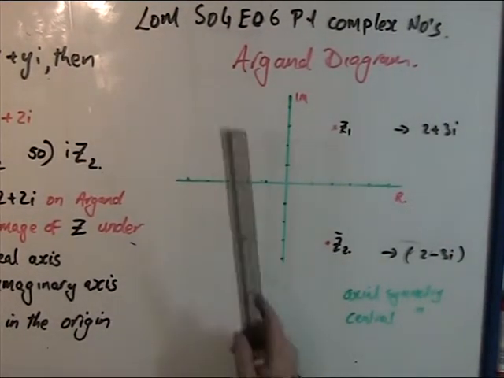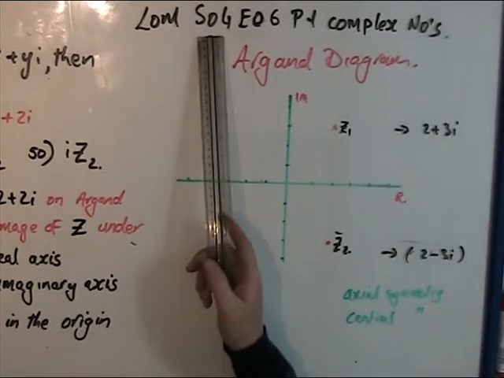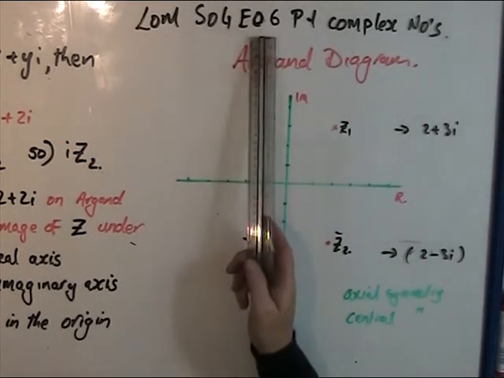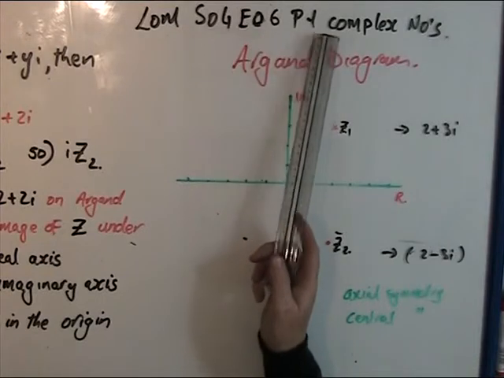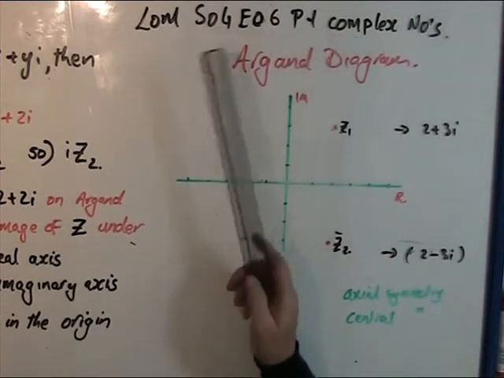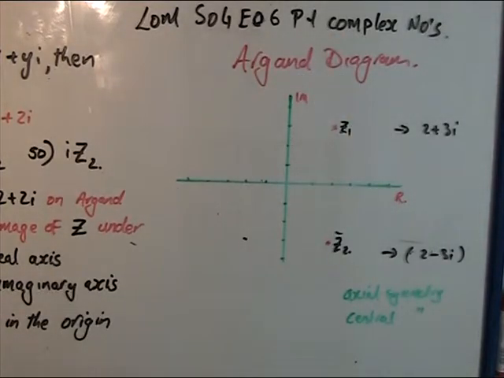Now today it's Leaving Cert Ordinary Level Maths, Series 4. We're on Series 4, which is complex numbers, and it's episode 6. Now we're dealing with paper 1, complex numbers, and today we're going to do the Argand diagram.